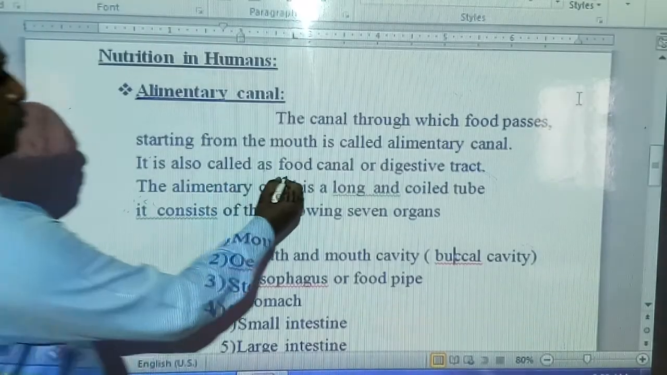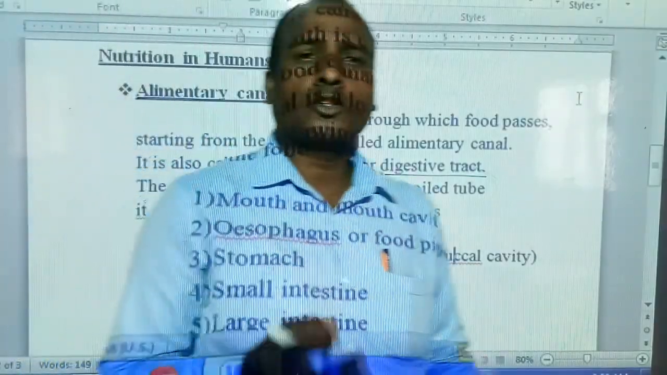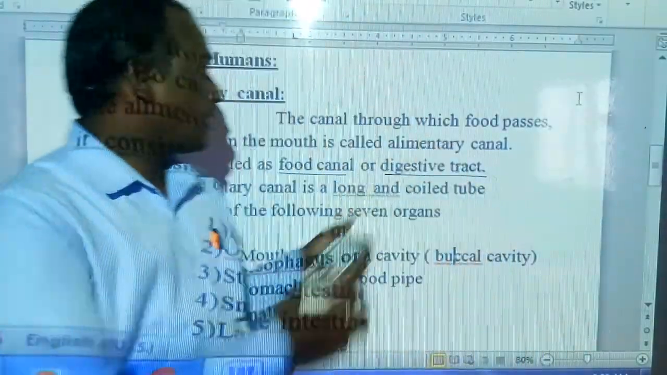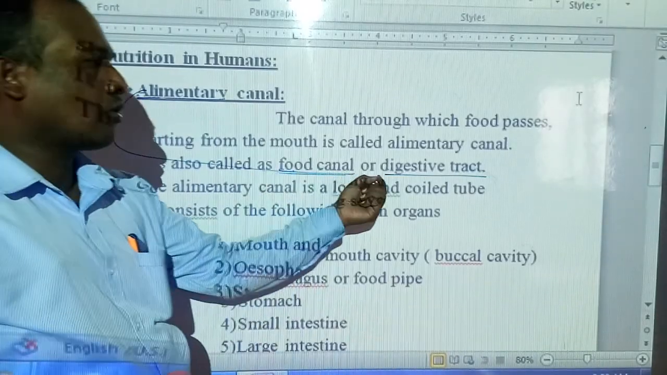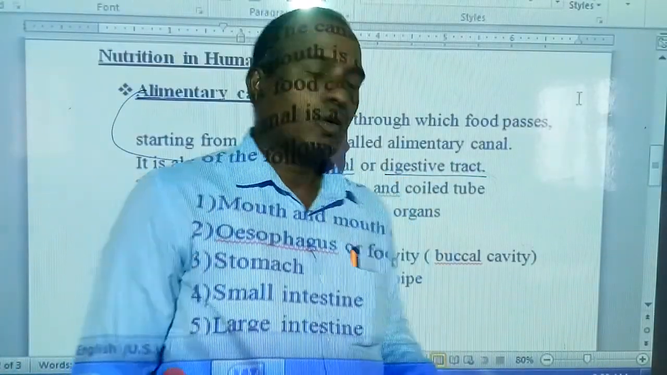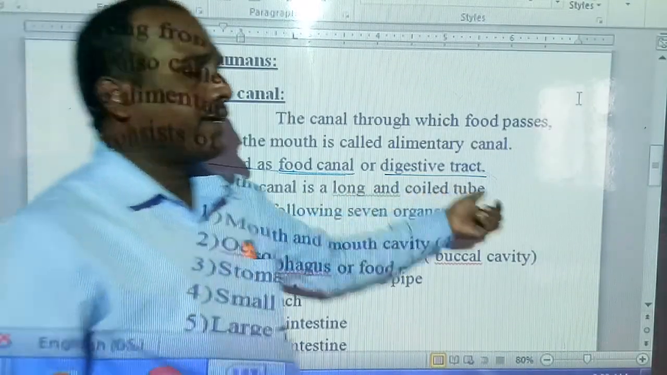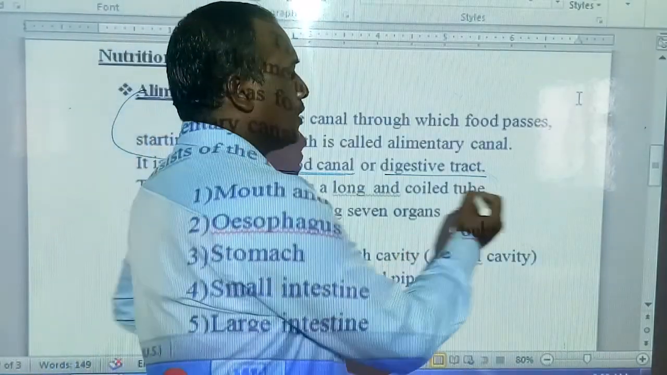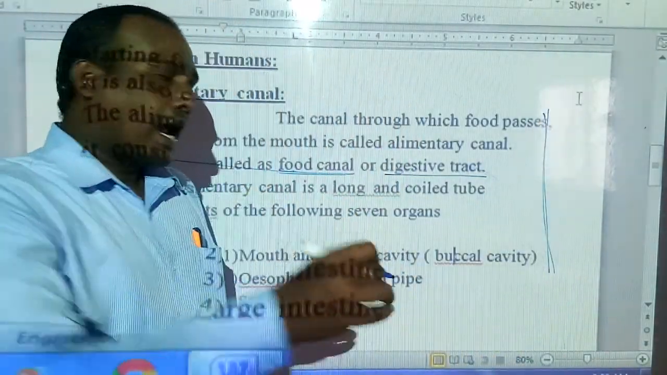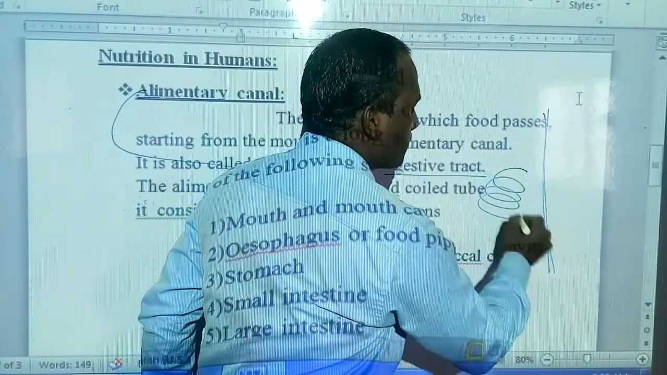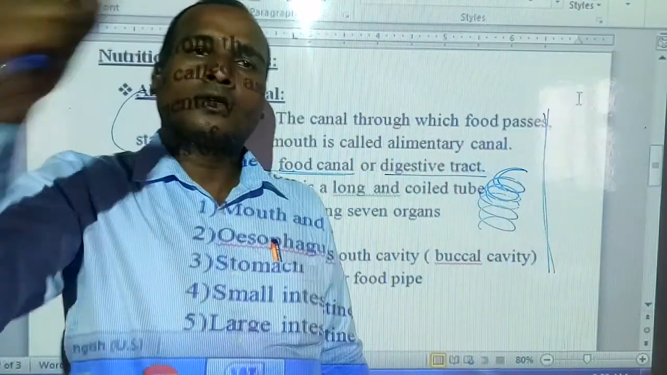It is also called the food canal or digestive tract. The alimentary canal is also called the food canal, or the digestive tract. The alimentary canal is a long and coiled tube. Don't think it is one straight tube. It is a long and coiled structure, a pipeline, but just like a coil.